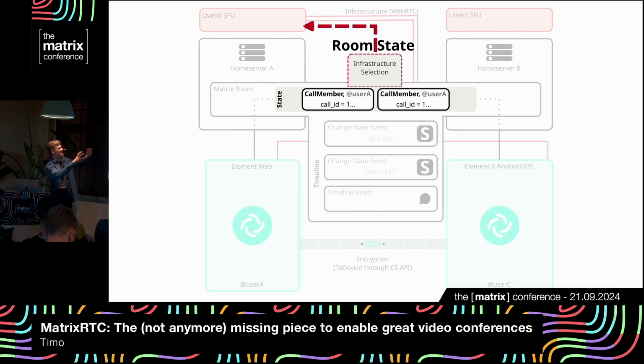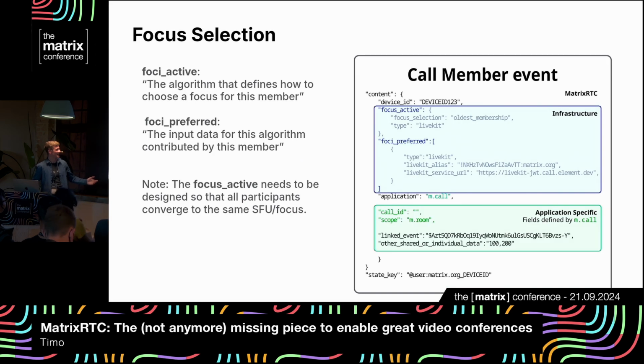So we are deep in the core piece of finding what infrastructure to use based on the room state. We just discussed the whole JSON event, and now we talk about the blue section: foci_active and foci_preferred. They kind of have a verbal meaning. foci_active can be translated as the algorithm that defines how to choose a focus for this member. And foci_preferred is the input data for this algorithm contributed by this member.